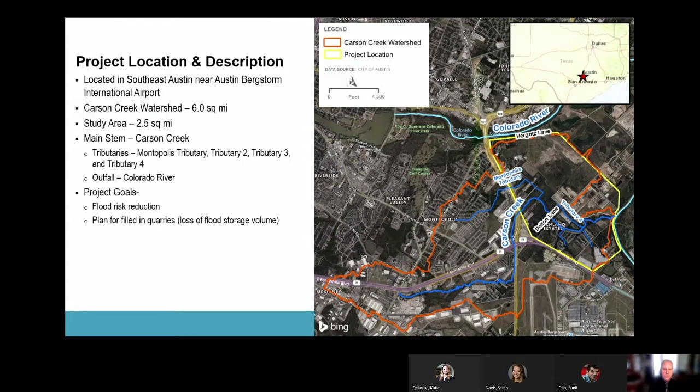An interesting point of trivia is that during the cartography process for the rivers in Texas, the river names for the Brazos and the Colorado were switched. The project goals are to reduce the risk of flooding in the area and have a plan to account for the loss of flood storage volume when the quarries are filled. Now Sunit will describe the project background.